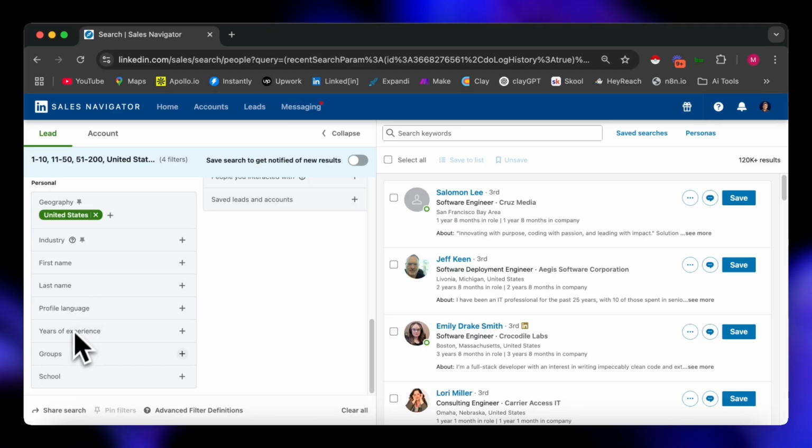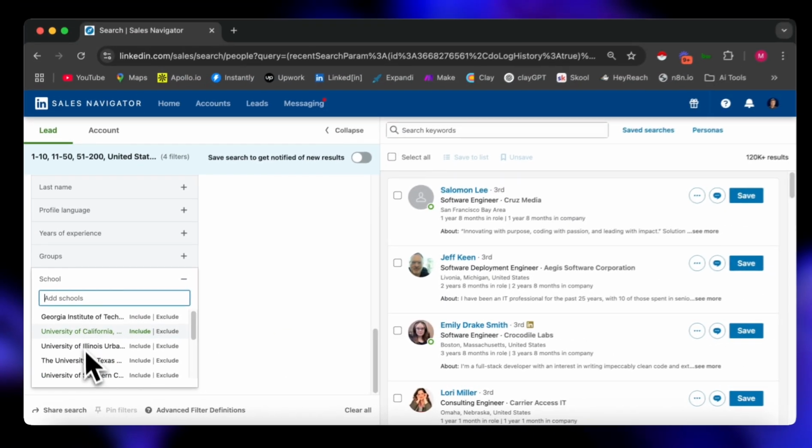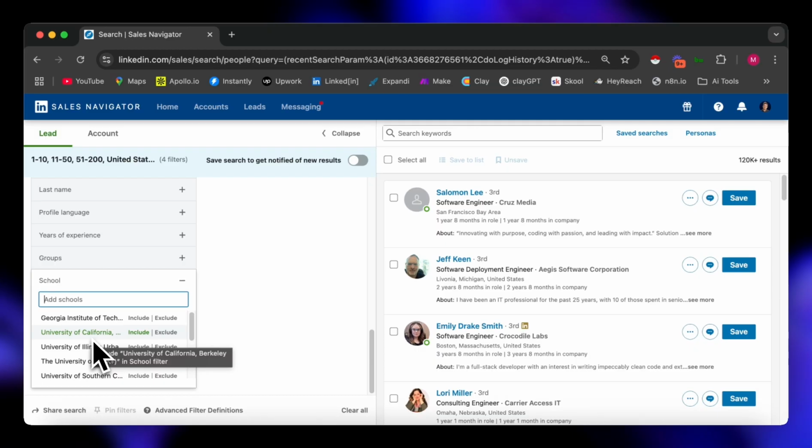Okay, so from here we have groups. Schools, not a terrible filter if you're actually going after particular universities. Also, and we can talk about this later in the tutorial, things like race and creed and religion can be targeted with nuances.